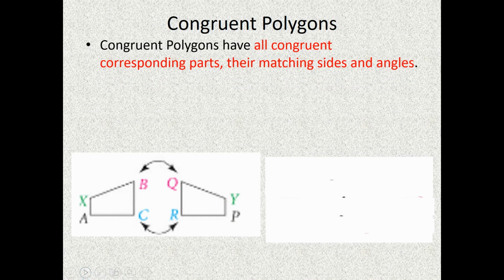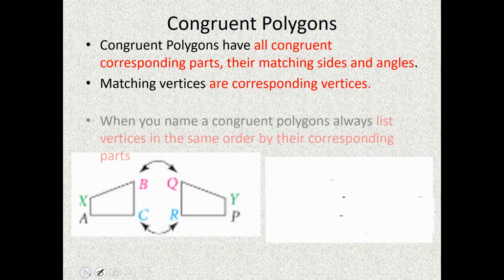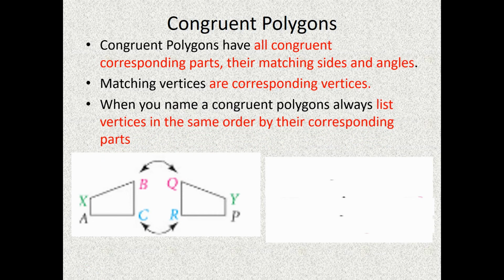Congruent polygons are polygons that have all congruent corresponding sides, meaning that all their sides and all their angles are congruent in their matching parts. The matching vertices are what we refer to as corresponding vertices. And when you name congruent polygons, you always list the vertices in the same order by their corresponding parts.